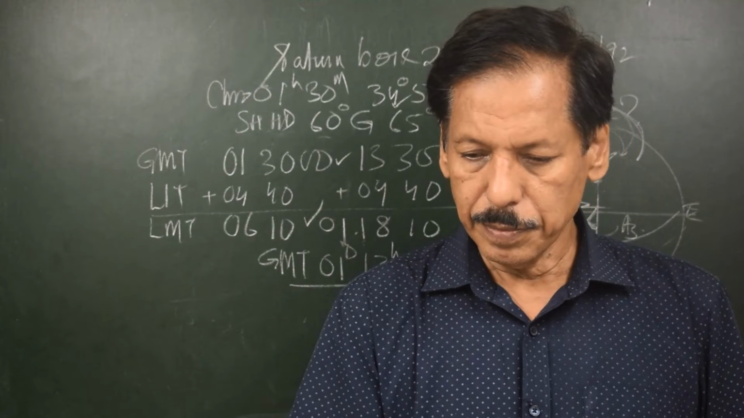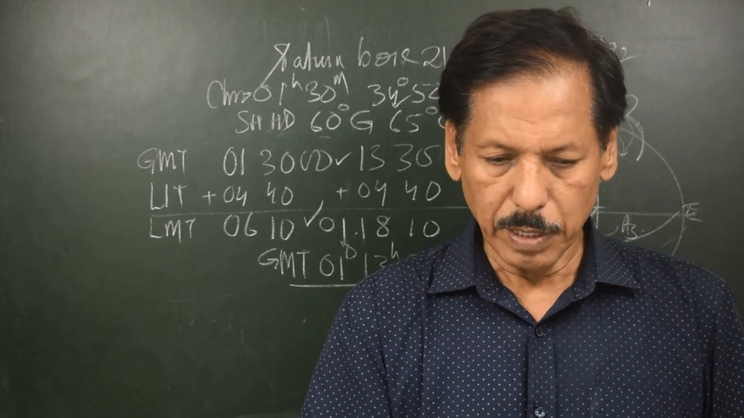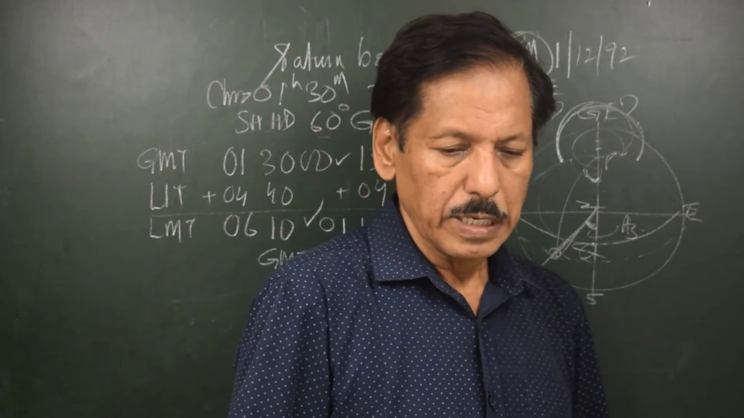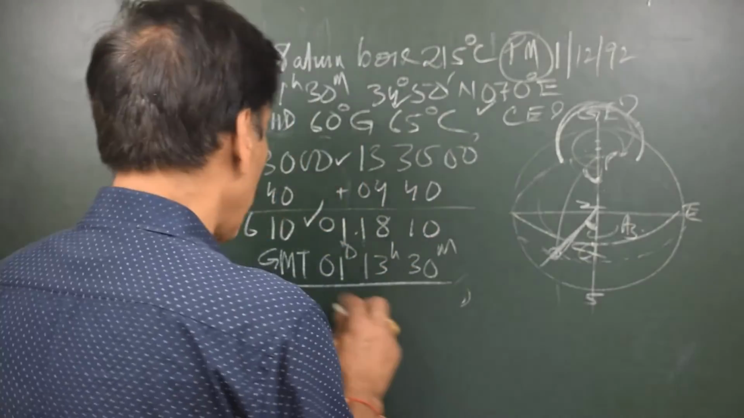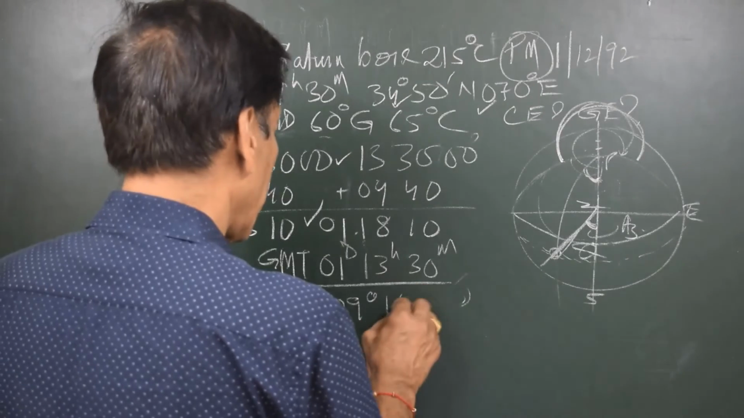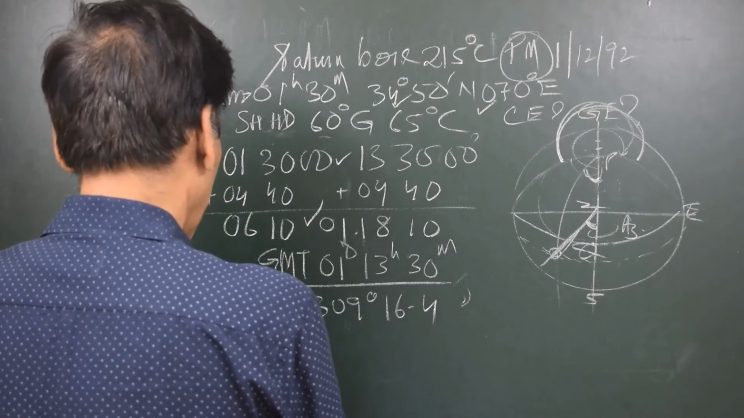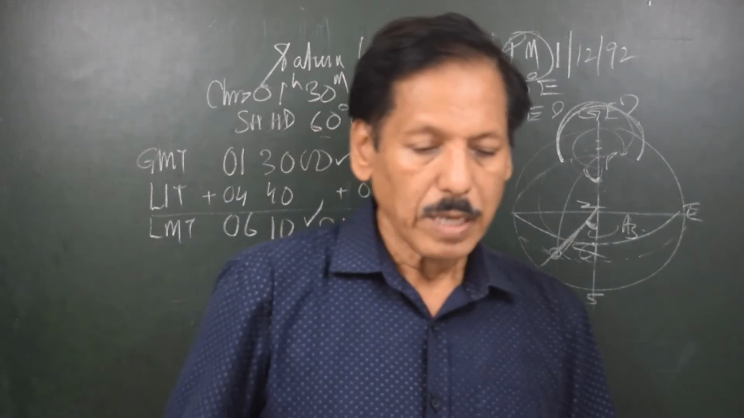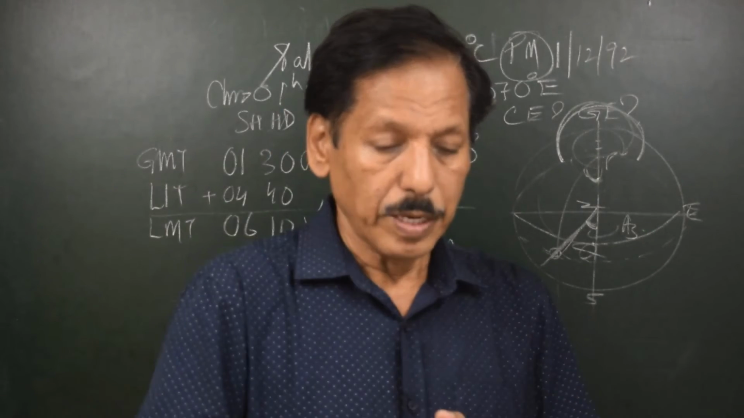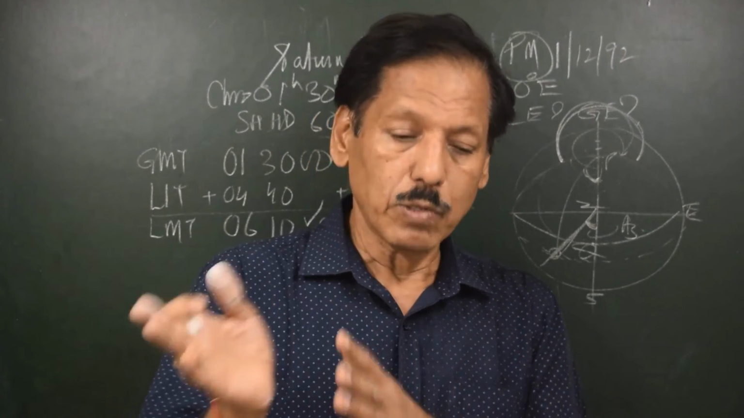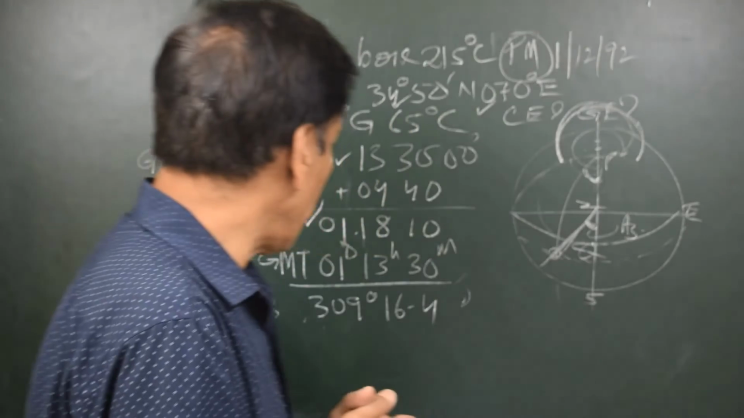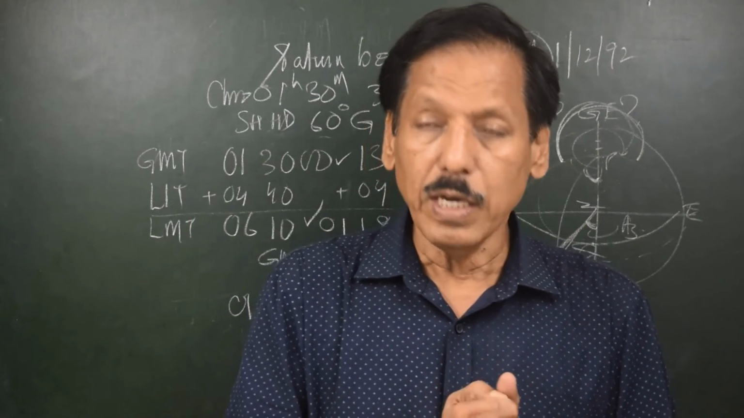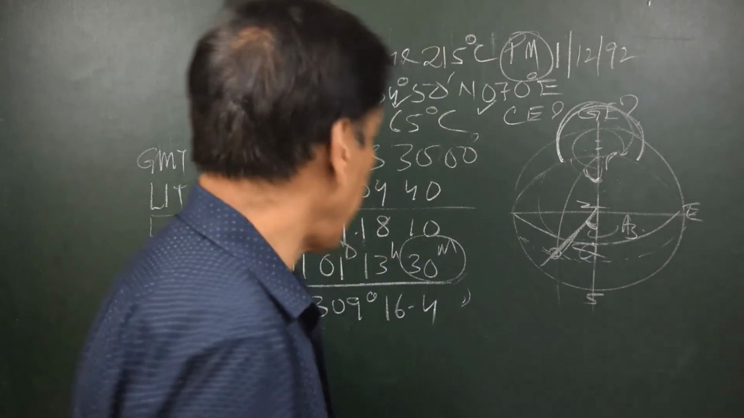Let's look into the almanac. The GHA for the first 13 hours is 309 degrees 16.4 minutes. Now let me apply the V correction. V is given in the daily page as 2.3. So I will need to see the increment tables. Increment tables will be seen for 30 minutes. I go to the 30 minutes increment table. Against V equal to 2.3, I find the V correction as 1.1.